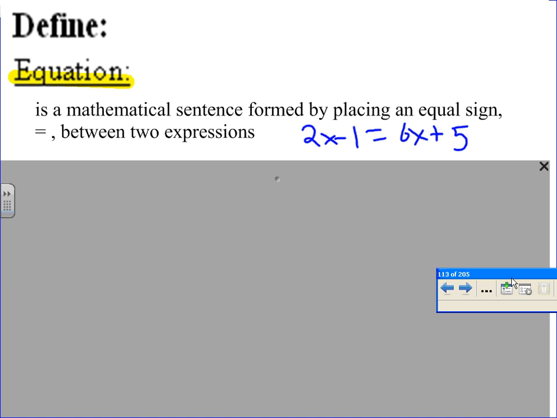Does anyone have experience or know how to solve an equation? Adam, go ahead. Okay. Yeah, that's what we're going to do today. Yeah, good job. Charles? Very good. Yep.